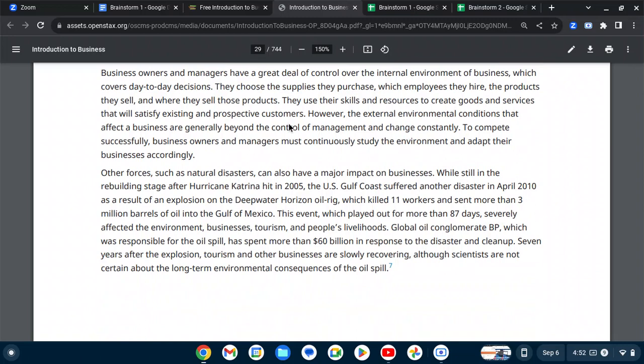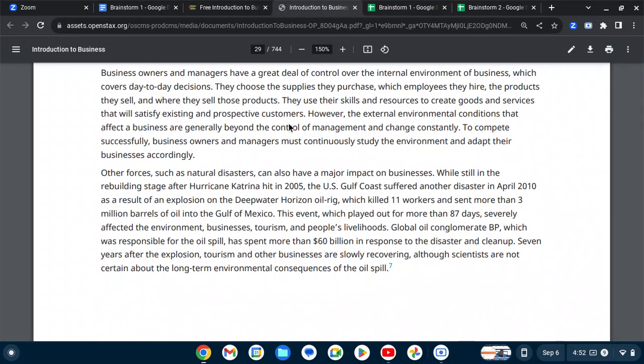Other forces, such as natural disasters, can also have a major impact on businesses. While still in the rebuilding stage after Hurricane Katrina hit in 2005, the U.S. Gulf Coast suffered another disaster in April 2010 as a result of an explosion on the Deepwater Horizon oil rig, which killed 11 workers and sent more than 3 million barrels of oil into the Gulf of Mexico. This event, which played out for more than 87 days, severely affected the environment, businesses, tourism, and people's livelihoods.